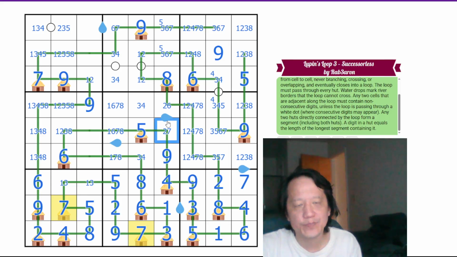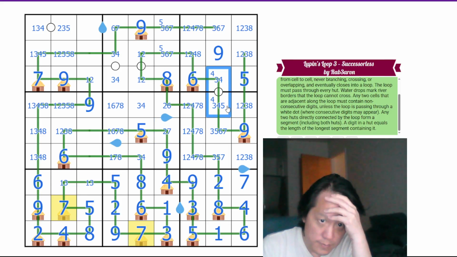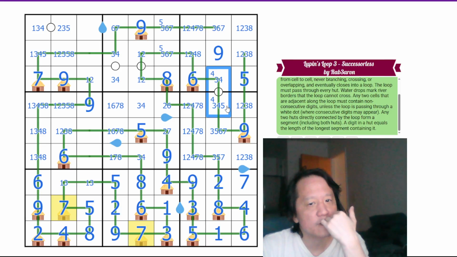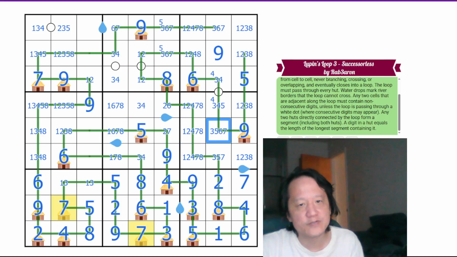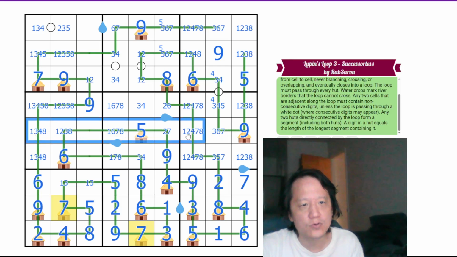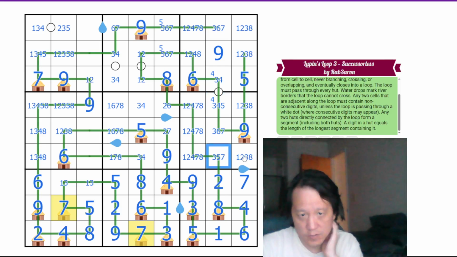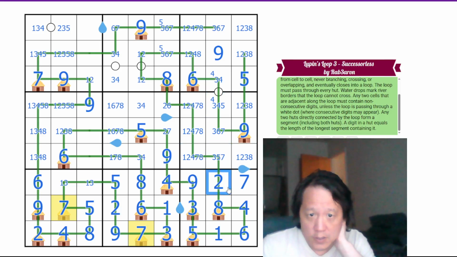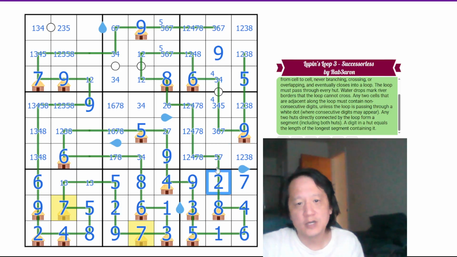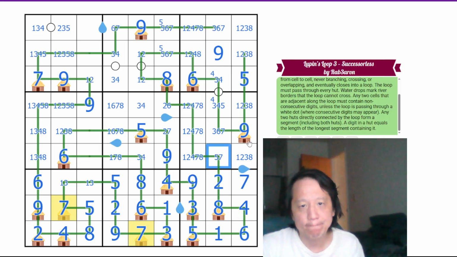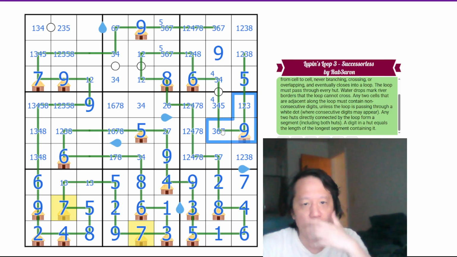Okay. Five eliminates 5 in the rest of this row. 5 is one of these two. 2 is consecutive with 3, so this can't be 3. 9 is consecutive with 8, so this can't be 8.